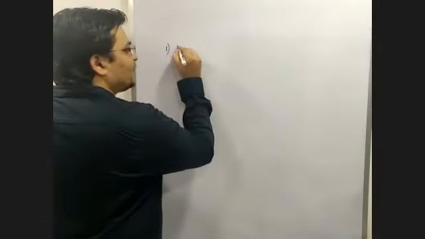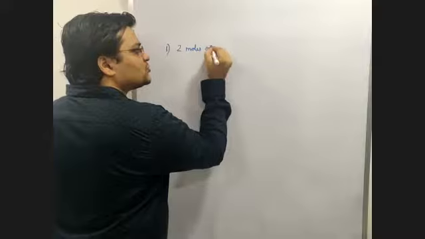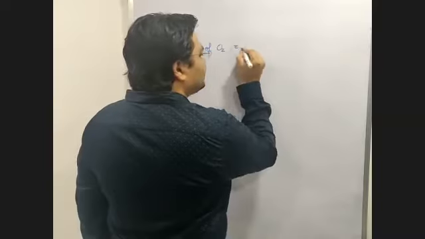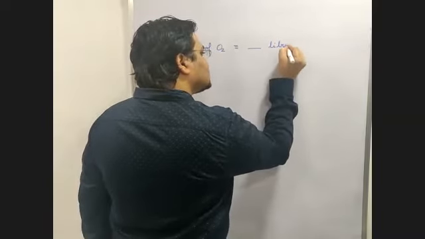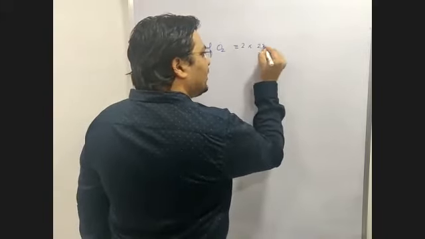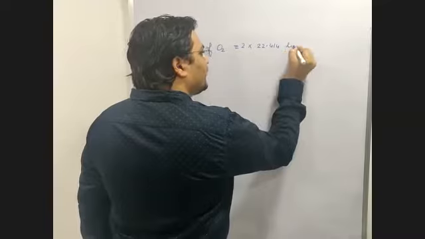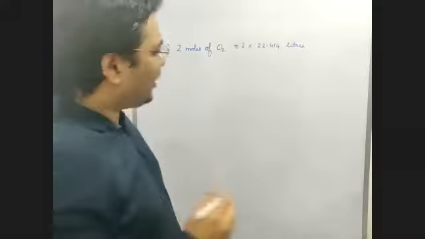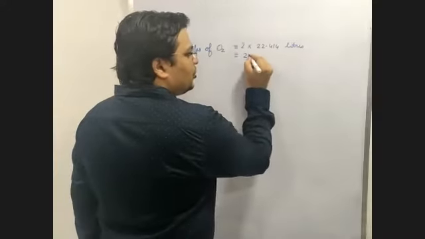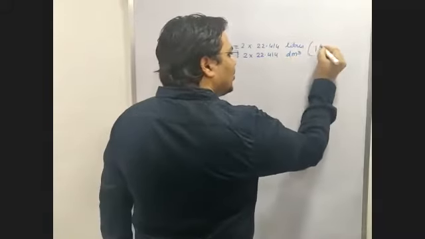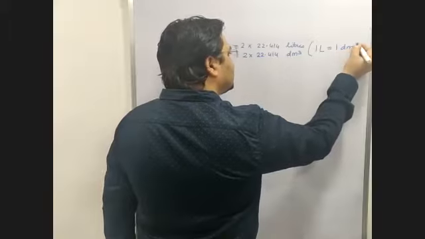Now pay attention to this everyone. I say 2 moles of O2 is equal to dash liters. Can I say it's going to be equal to 2 into 22.414 liters? Is this clear? Or I can also say it as 2 into 22.414 dm cube. The reason is 1 liter is equal to 1 dm cube.